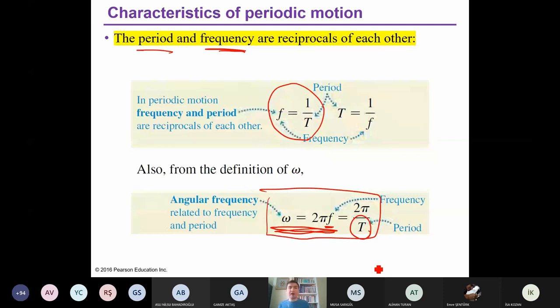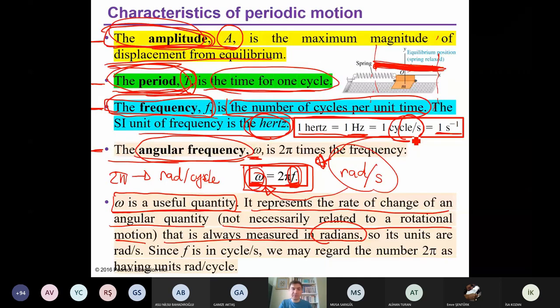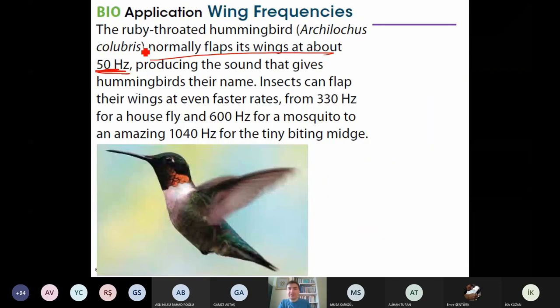Now, let me give you one biological application, wing frequencies of birds. The ruby-throated hummingbird normally flaps its wings at about 50 hertz. What is the meaning of 50 hertz? Look at the definition of the hertz. Hertz is 1 cycle per second. This is the frequency. So 50 hertz means 50 cycles per second. This bird can flap its wings 50 times per second.